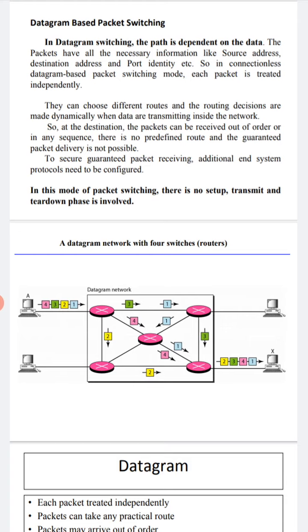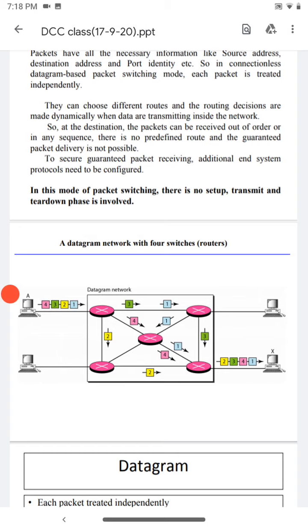There is no predefined route and guaranteed packet delivery is not possible in the datagram network. Because in the datagram network, the data will be divided into pieces called packets. So when the sender sends the packets to the destination, each packet can choose a different path, that is, each packet is treated independently. To secure guaranteed packet receiving, an additional end system protocol needs to be configured.